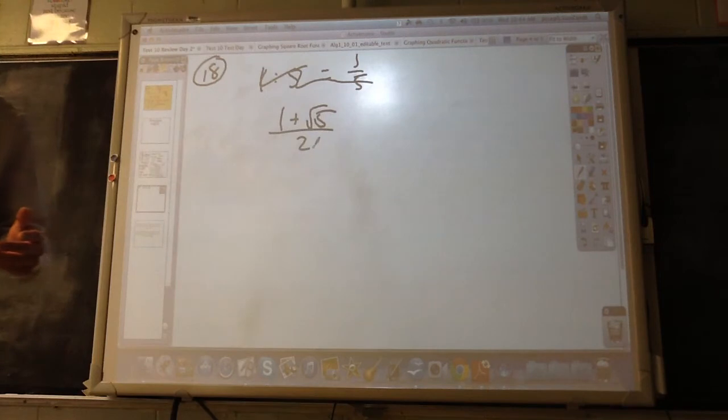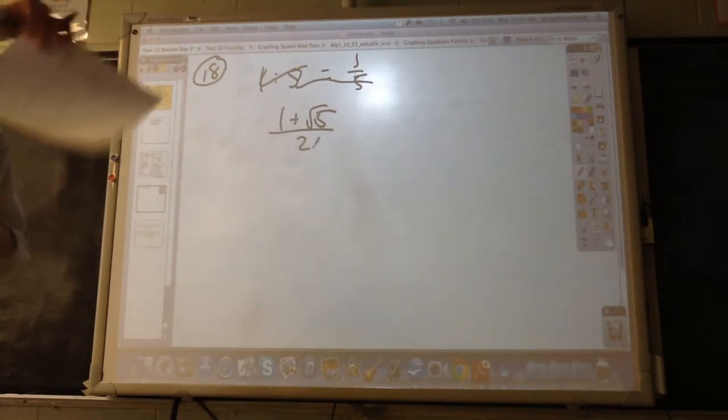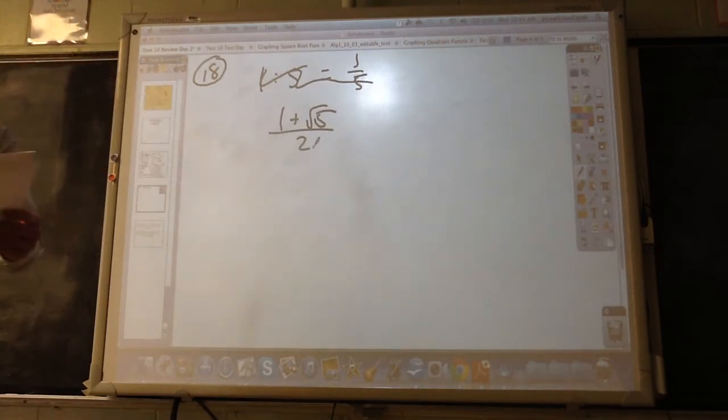The golden ratio is a pretty cool thing. Stairs that are well built, the run of the step to the rise of the step follows the golden ratio.